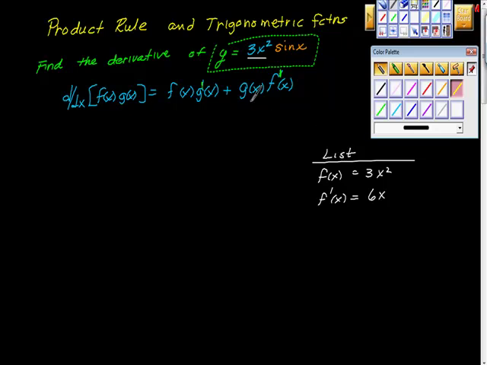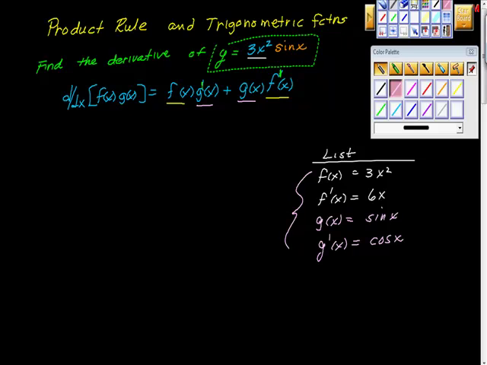And then we need g of x and g prime at x, right? So we needed these pieces. We needed f of x and f prime of x. So here's f of x, here's f prime of x. Now we need these pieces, g of x and g prime at x. Well, this is given to us, that g of x is equal to sine of x. And hopefully we've memorized the fact that the first derivative of sine of x is cosine of x.